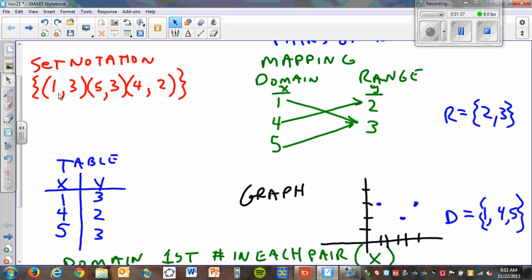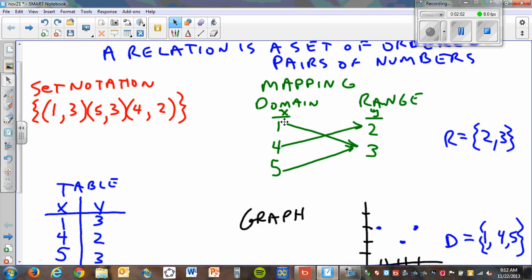You have a table. What you do is you take all your x-coordinates and you put them here in number order. So we have 1, then 4, then 5. And then in a table, you match up the y-coordinate with it. 1 has a 3, 4 has a 2, and 5 also has a 3. Okay? So that's what a table will look like.